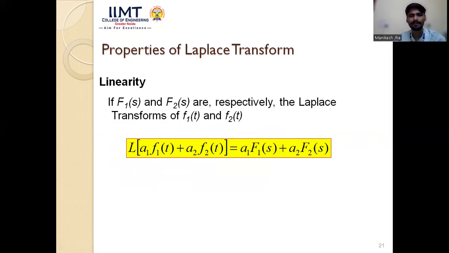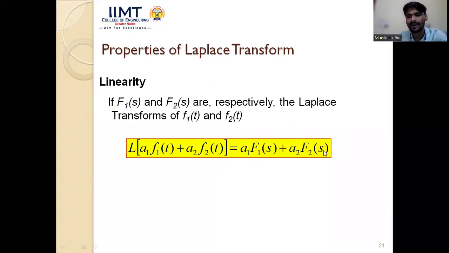Now some properties of the Laplace transform. The first property we are going to discuss is the linearity property. What is the linearity property? If we take two signals f1t and f2t, the Laplace transform of f1t is F1s and of f2t is F2s. When we take the Laplace transform of a1 f1t plus a2 f2t, the result is a1 into F1s plus a2 into F2s. So this is the linearity property.